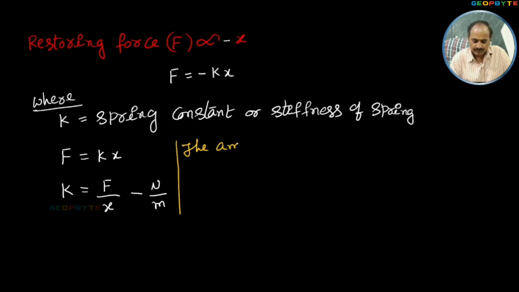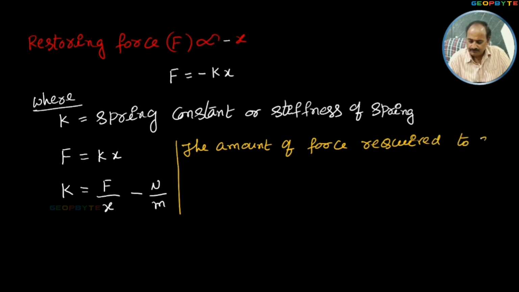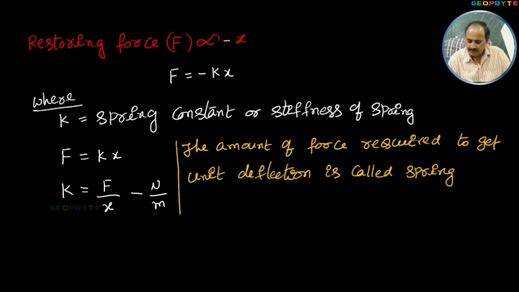The amount of force required to get unit deflection is called the spring constant. Spring constant is also called the stiffness of the spring.